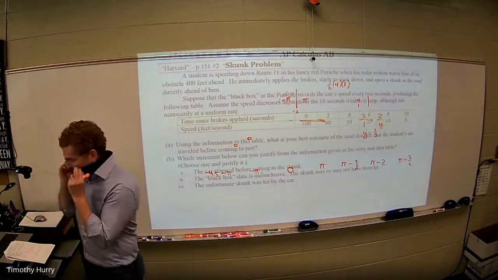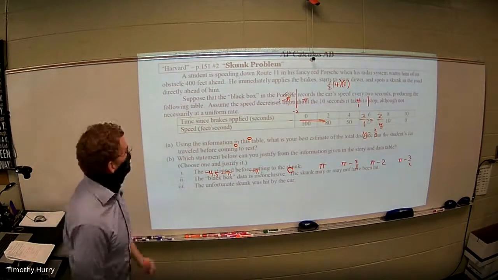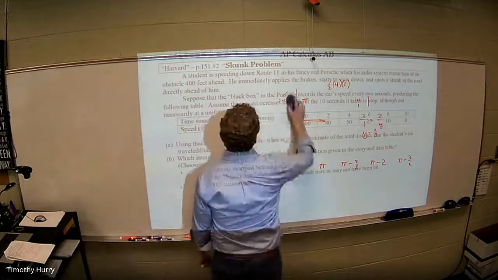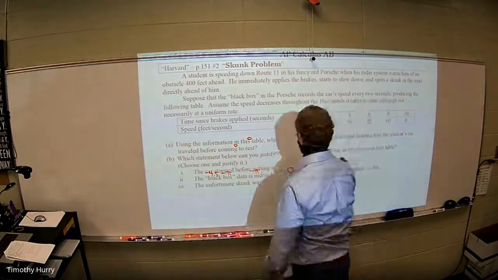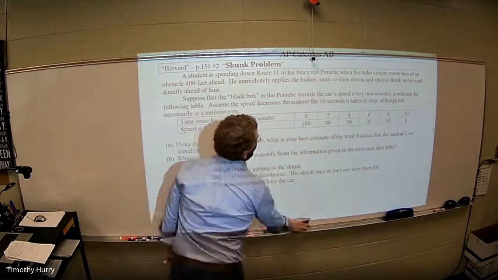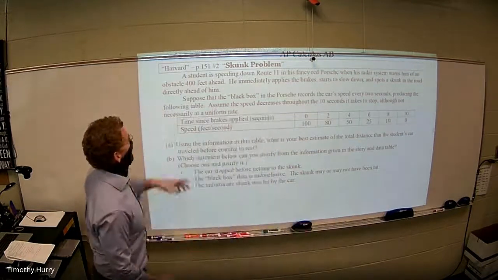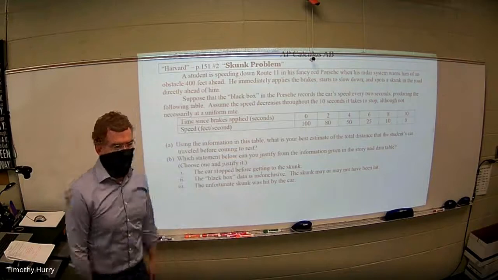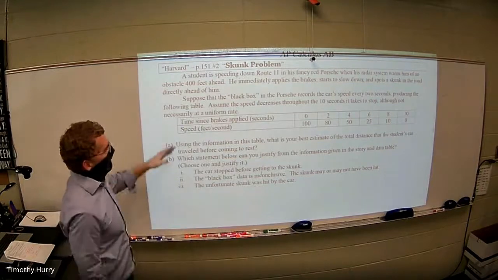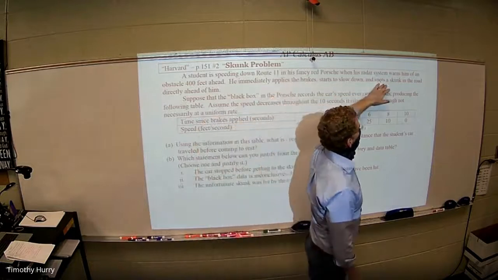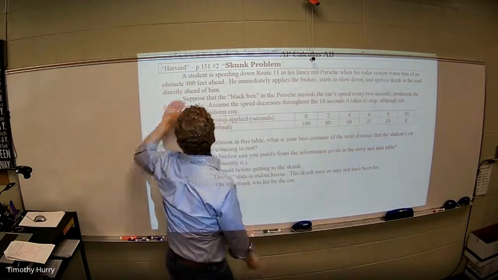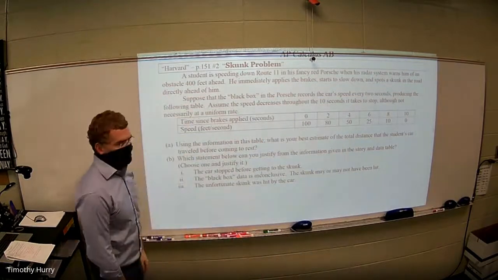Calling this the skunk problem. All right, so a student is speeding down Route 11 in his fancy red Porsche when his radar system warns him of an obstacle 400 feet ahead. So there's something in the road 400 feet ahead. He immediately applies the brakes, starts to slow down, spots a skunk in the road directly ahead of him. And speeds back up. Okay?